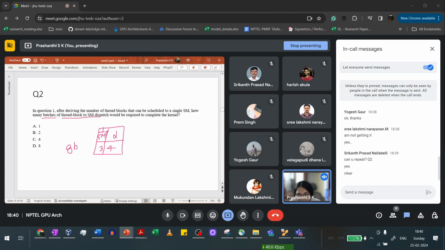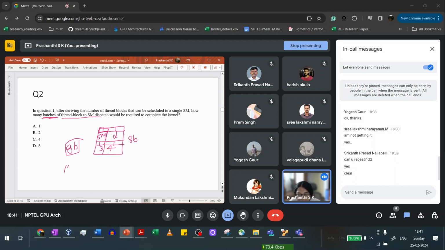So in one batch, what happens? The first 2 blocks get mapped to SM1, the next 2 blocks get mapped to SM2, the next 2 to SM3, and the next 2 to SM4. So in all, you've already mapped 8 blocks to the 4 SMs. So basically whatever your kernel launch specified, you've already completed that. So you basically need to dispatch it only once, or there is only one batch.